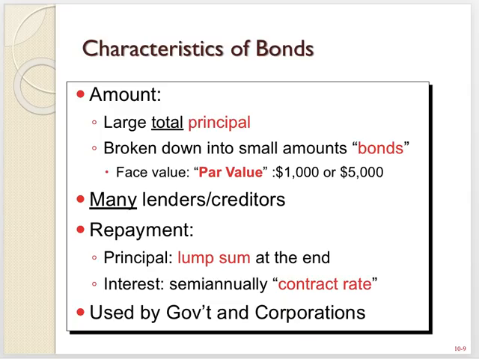So now that we know the concept of what a bond is, let's talk about the characteristics. So first of all, one characteristic of bonds is the amount. It usually has a large total principal amount. And that's the whole reason why we need the bond, because it's such a huge amount that one creditor is not willing to take on all of that risk. So they're breaking it down into small amounts, and each of these small amounts is called a bond. So in total, the whole loan is called bonds payable. Now, those small bonds have what we call a face value or par value of a smaller amount that's usually like $1,000 or $5,000.